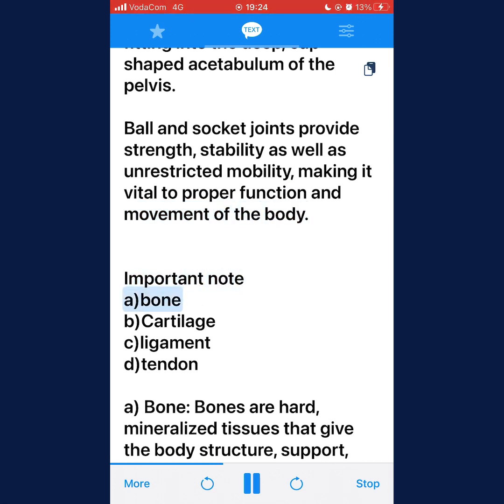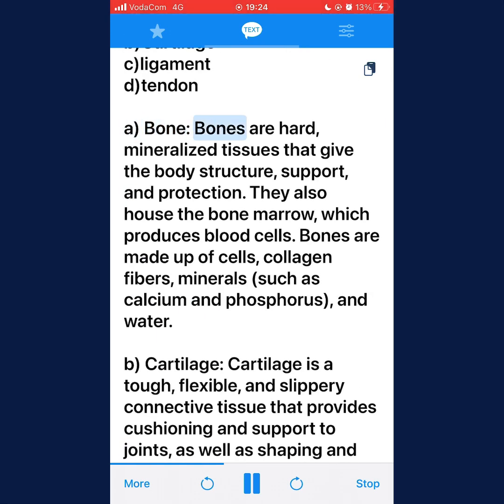Important note: A. Bone. B. Cartilage. C. Ligament. D. Tendon. A. Bone. Bones are hard, mineralized tissues that give the body structure, support, and protection. They also house the bone marrow, which produces blood cells. Bones are made up of cells, collagen fibers, minerals such as calcium and phosphorus, and water.